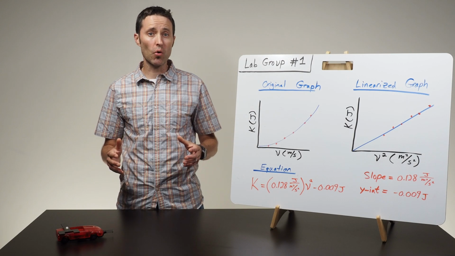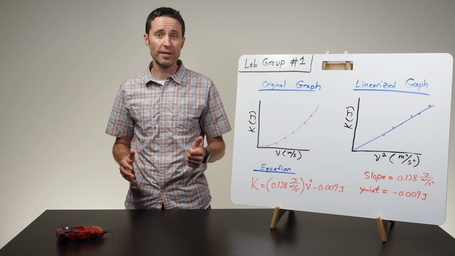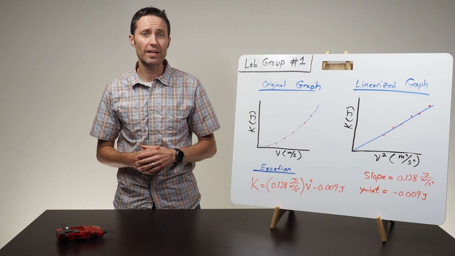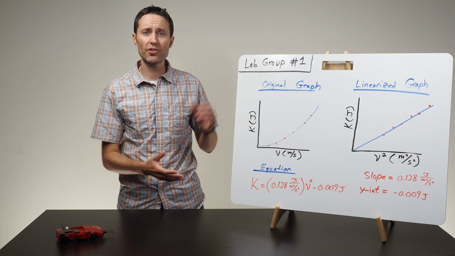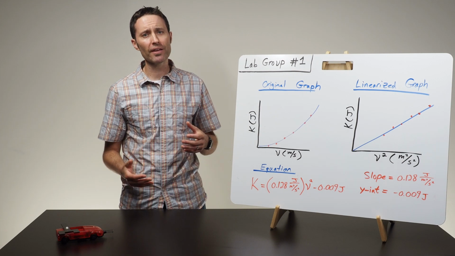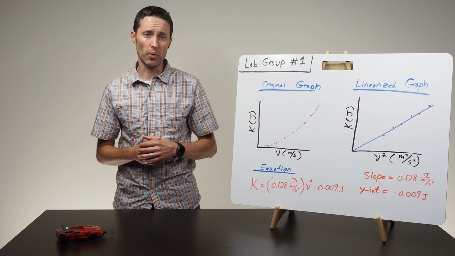To facilitate a whole class conversation about the relationship between the kinetic energy of a moving object and the object's velocity, have each lab group record their original graph, linearized graph, and resulting equation on a large whiteboard. Here's an example of what one lab group's whiteboard would look like. Have the class circle up so that everyone can clearly see the graphs and equations on each whiteboard.